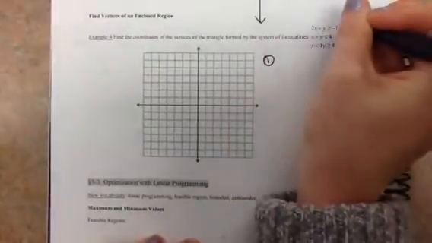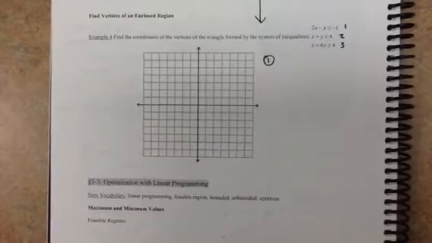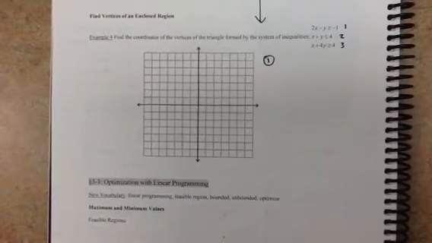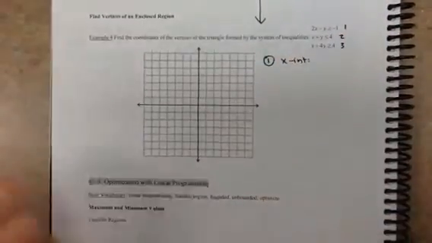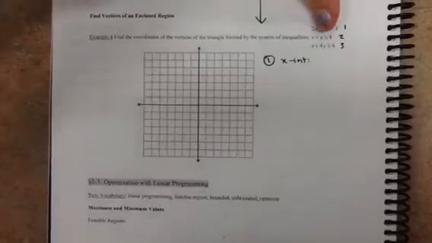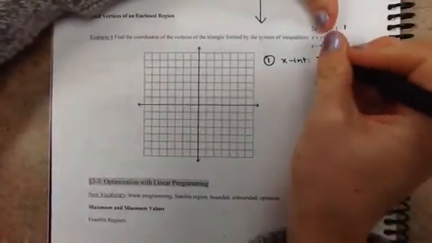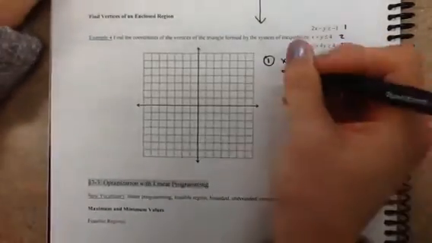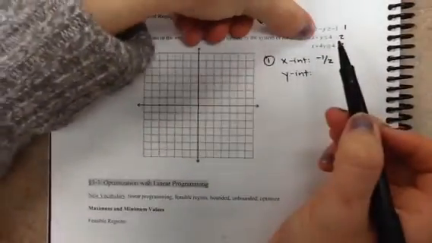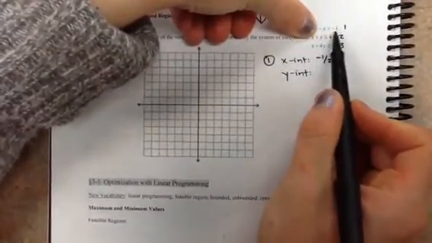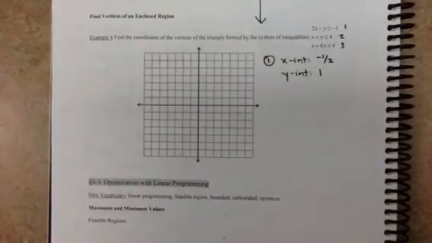Let's label these 1, 2, and 3. Inequality number 1 is in standard form, so we're going to find the x-intercept and y-intercept. For our x-intercept, remember, you just cover up the y. We divide both sides by 2, and our x-intercept would be -1/2. And then for our y-intercept, if we cover up the x, we divide both sides by -1, so we get +1 for our y-intercept.